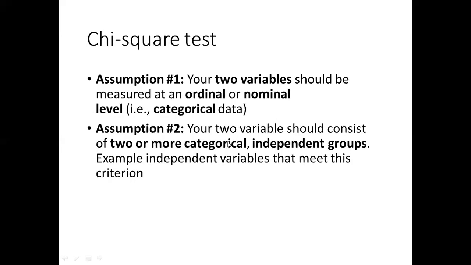We also have what we call the chi-square. So the two variables should be measured at ordinal or nominal level. Then the second assumption is that the two variables must consist of two or more categorical or independent groups.